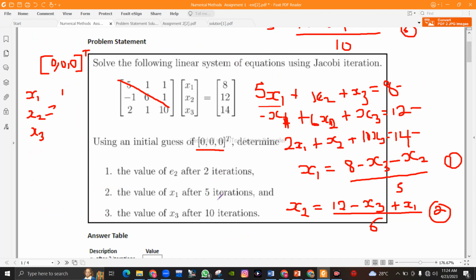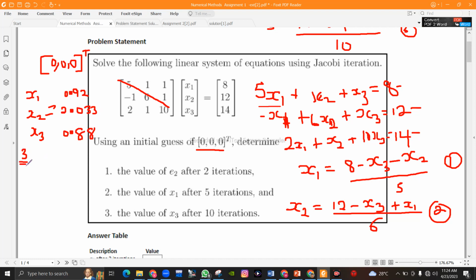So what's our value? Our x1 is 0.92 that we got previously. We can rewind the video. 0.92, and we got 2.033, and we got for x3 0.88. So let's go to the third iteration, the third one.